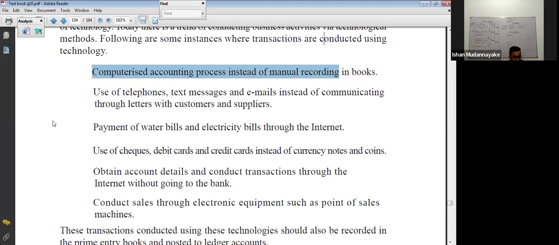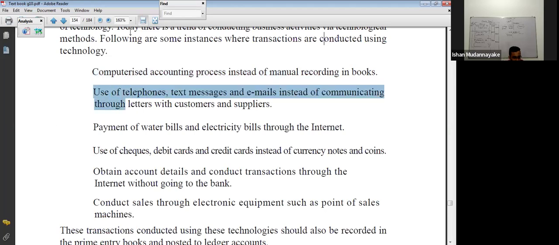Second one, you know these things, quickly read it. Use of telephones, text messages, and emails instead of communicating through letters with customers and suppliers. Without sending letters, now we use telephone, text messages, email, WhatsApp, Viber, Imo, Instagram. We can use different methods to communicate our ideas. Next one.